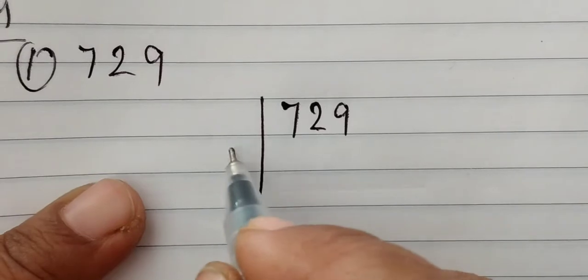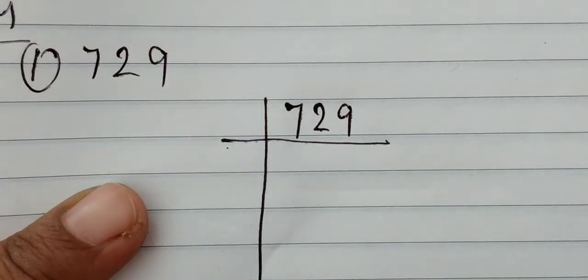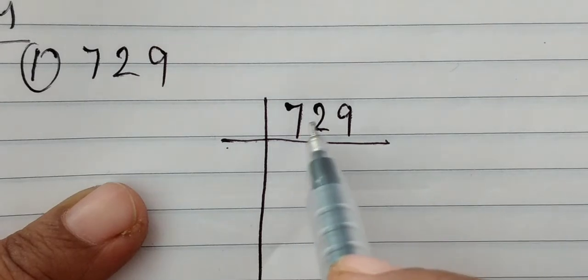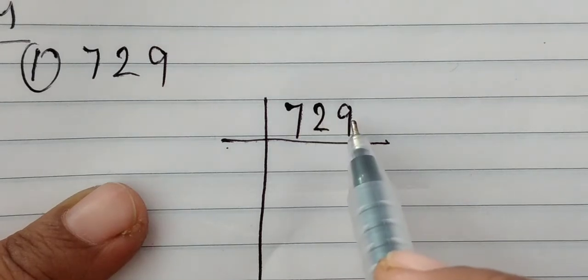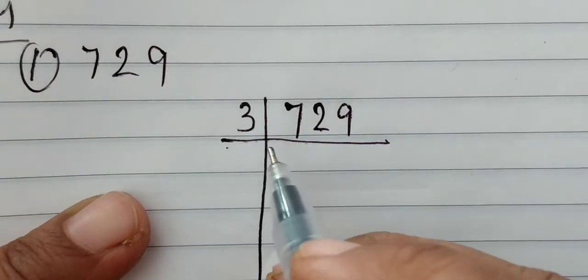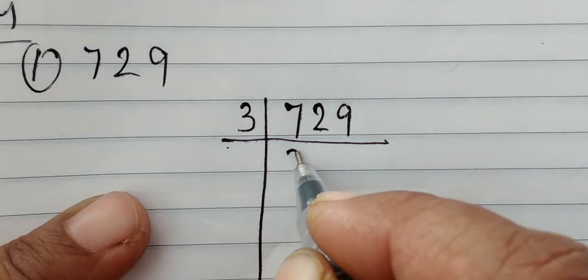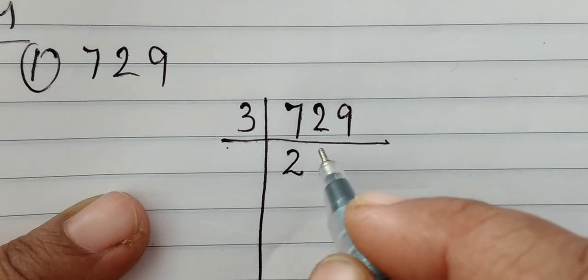So now it's not divisible by 2 because the last digit is 9. Let's check. 7 plus 2 is 9, 9 plus 9 is 18. It's a multiple of 3, so it is divisible by 3. So we take the next prime factor. After 2 is 3. You will divide and check. I can do it orally.